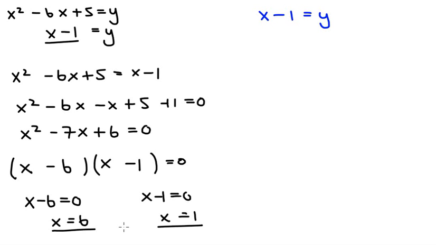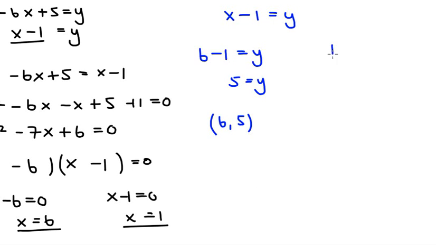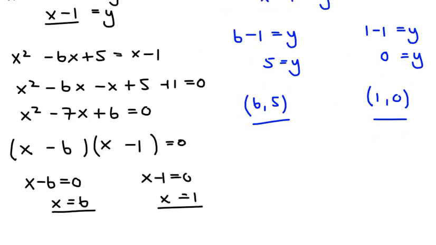So now we're filling in 6 and 1. So when x equals 6, we have 6 minus 1 equals y. So that means y is equal to 5. So again, the point is (6, 5). And when x is equal to 1, we have 1 minus 1 equals y. So y is equal to 0. So I have the point (1, 0).